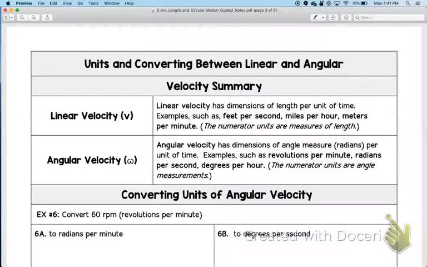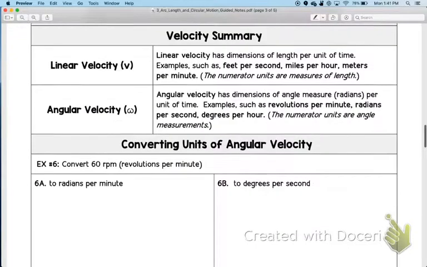Units and converting between linear and angular. So here's your forward velocity summary. Linear velocity has dimensions of length per unit of time, so examples are feet per second, miles per hour, meters per minute. The numerator units are always a measure of length. Angular velocity has dimensions of angle measure per unit of time, so examples are revolutions per minute, radians per second, degrees per hour. The numerator units are always going to be angle measurements.